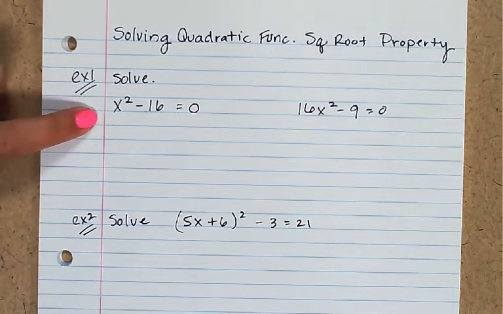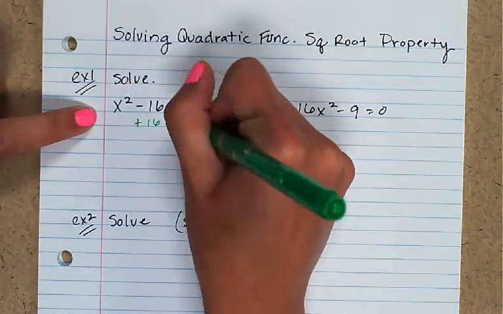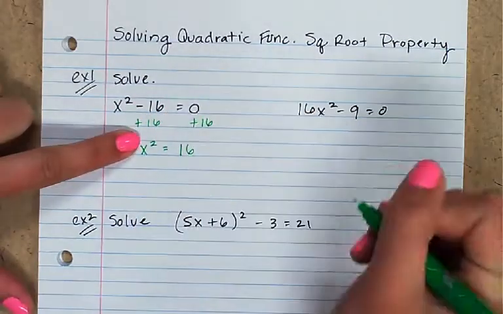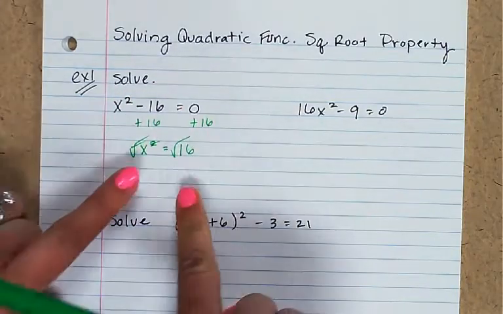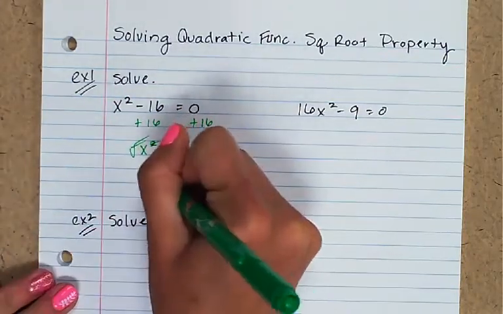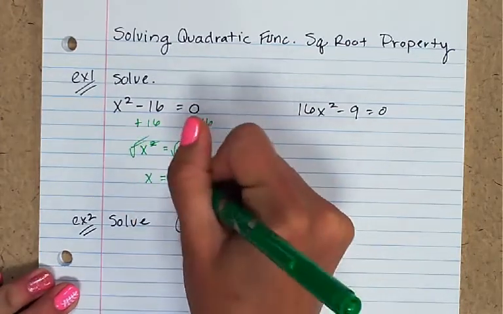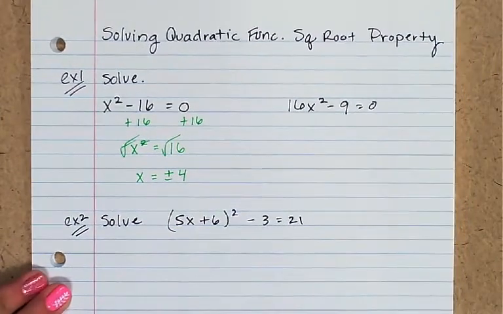So for here, x squared minus 16 equals 0. I would add 16 to both sides. And then to undo squared, we square root. Whenever you square root both sides of an equation, you have to put a plus or minus in front of your solution. So the square root of 16 is 4. So x could be positive 4 or negative 4.